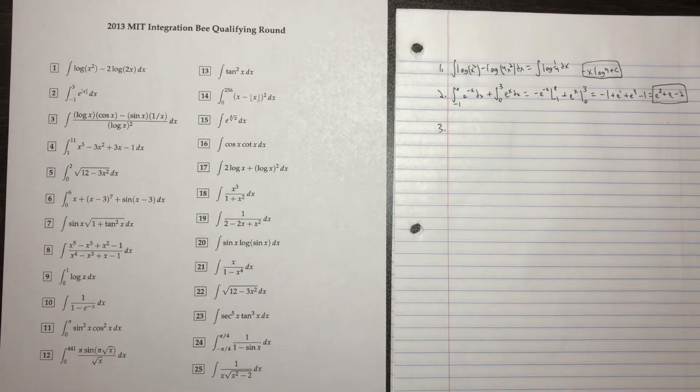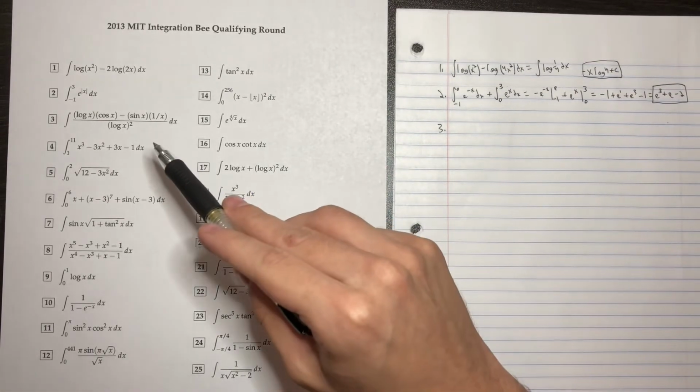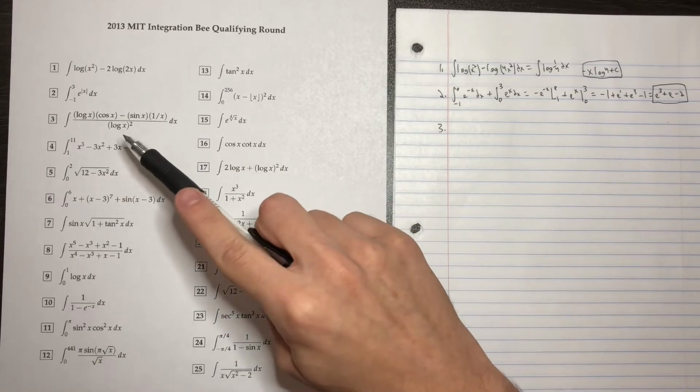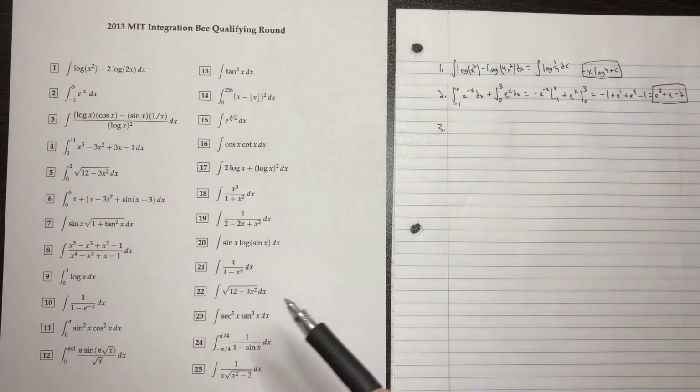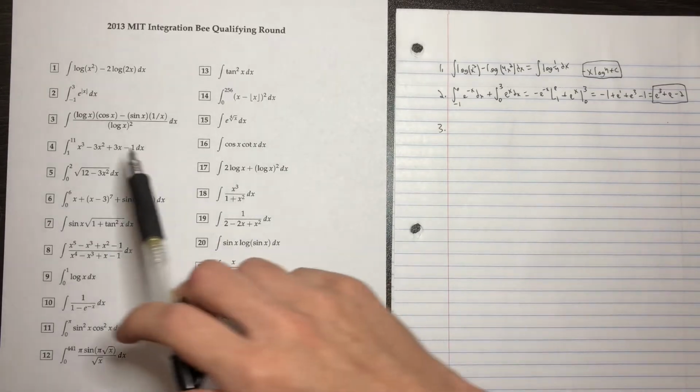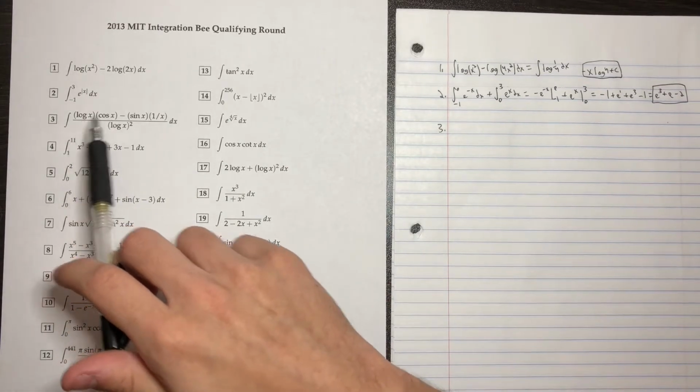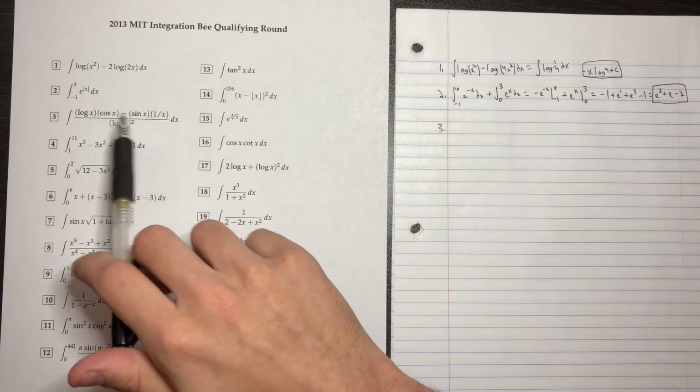Now, moving on to question number 3, I see this expression, and I immediately think of the quotient rule. The reason why is because I see on the denominator we have a natural log of x squared, and on the numerator we have the difference of the product of multiple terms whose derivatives are each other. We have the derivative of log is 1 over x, and the derivative of sine is cosine.